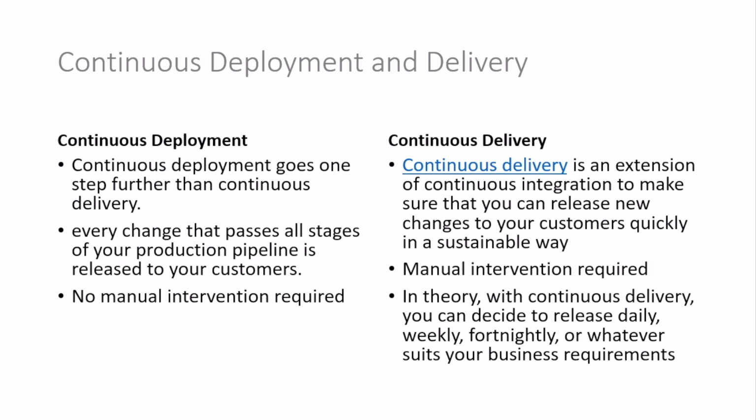One of the most commonly asked questions in interviews: what is the difference between continuous deployment and delivery? Continuous delivery is an extension of continuous integration to make sure that you can release new changes to your customer quickly in a sustainable way. Continuous deployment goes one step further than continuous delivery. In continuous delivery, you need a manual intervention. But in continuous deployment, you do not need any manual intervention. Every change that passes all stages of the production pipeline is released to the customer in continuous deployment. In continuous delivery, you can decide to release daily, weekly, fortnightly, or whatever suits your business needs.